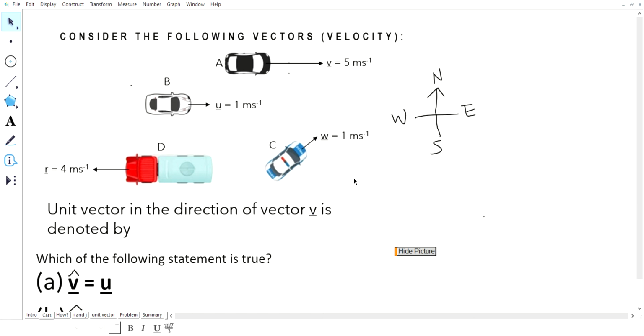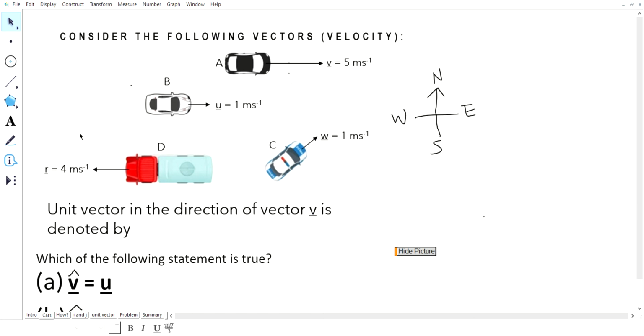Which of the vehicles move with 1 meter per second? In other words, which vectors have a magnitude of 1? Yes, magnitude of vector U and magnitude of vector W are 1 unit. Therefore, vector U and vector W are unit vectors.